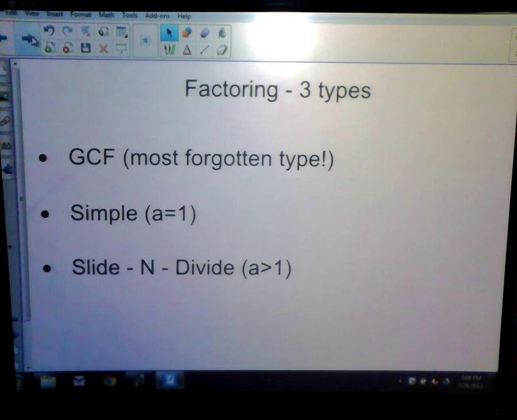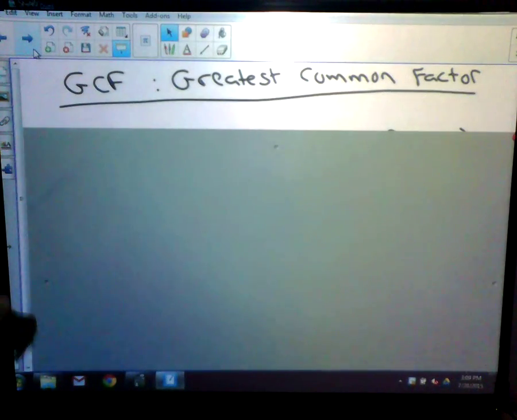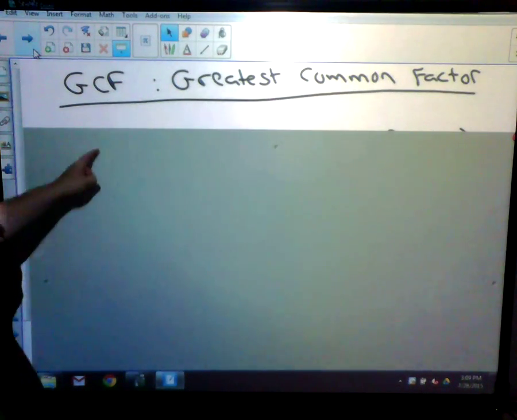Okay, let's get into factoring. There's 3 types. There's GCF. It is the type that you will forget the most during the next few years of math. There's simple, and then there's slide and divide. So GCF is the most important because it's the one you forget. It's the greatest common factor.